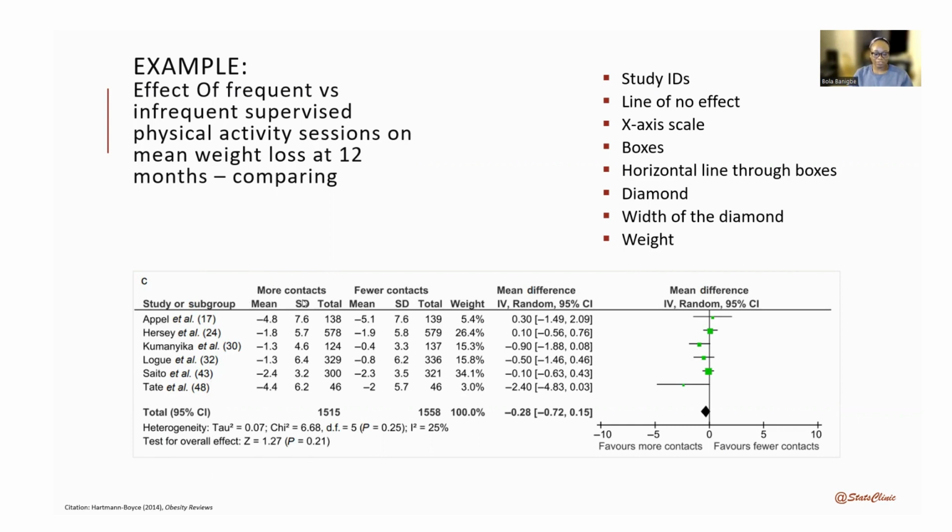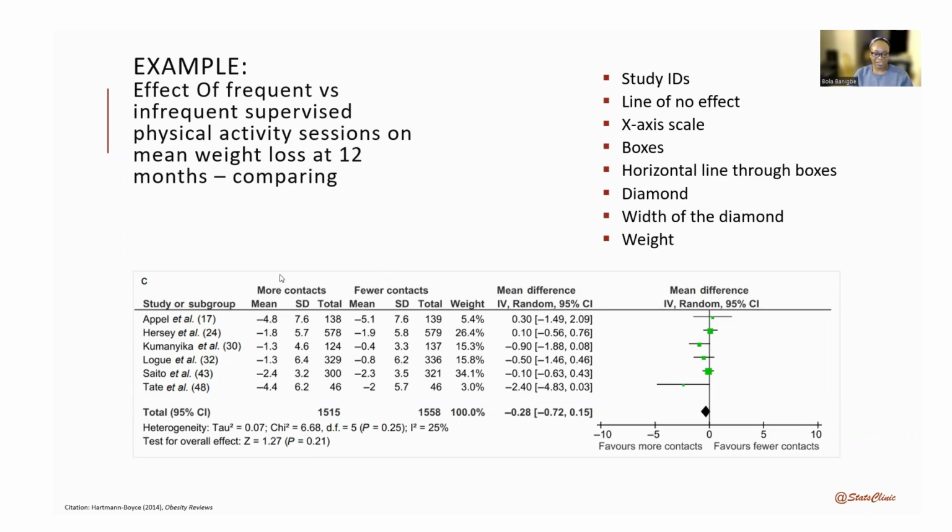The interventions: the participants that received more contacts, and the participants that received fewer contacts. And you can see the mean difference in the weight. For the group that received more contacts, they lost about 4.8, I'm assuming kilograms. And then for the group that received fewer contacts, they lost 5.1.